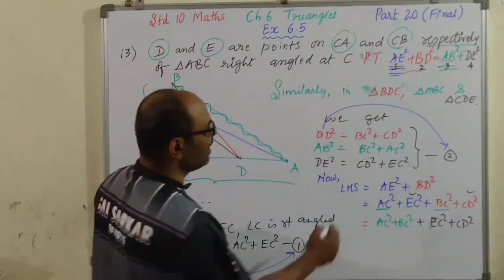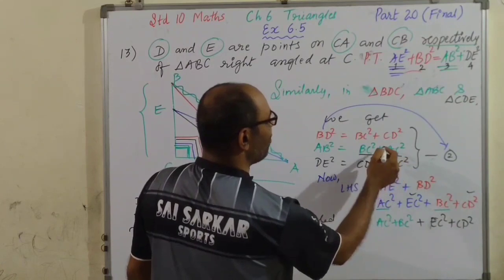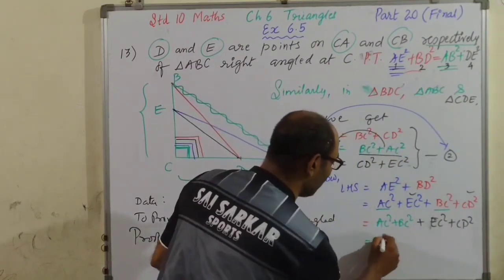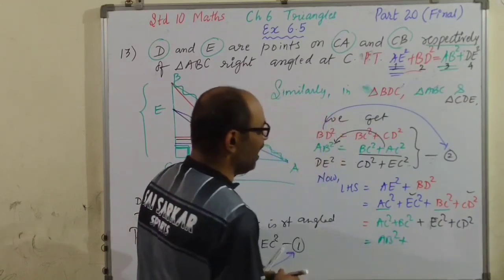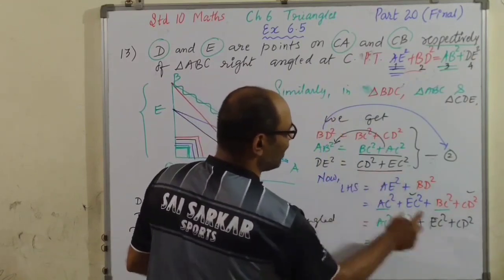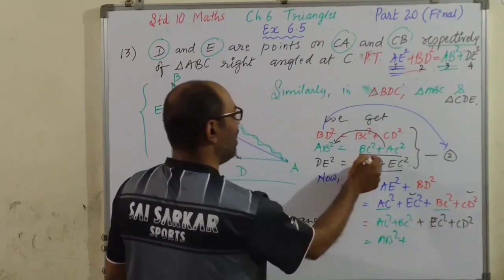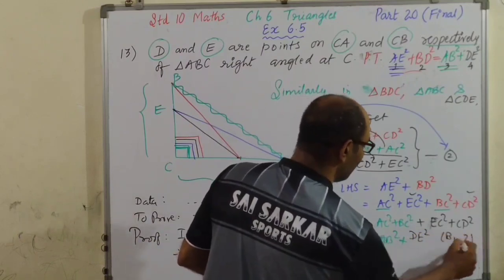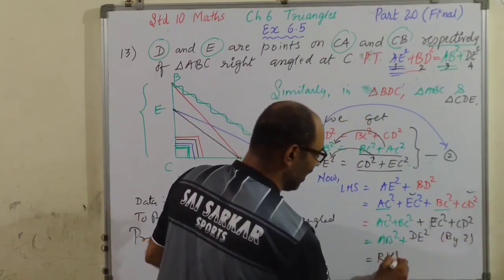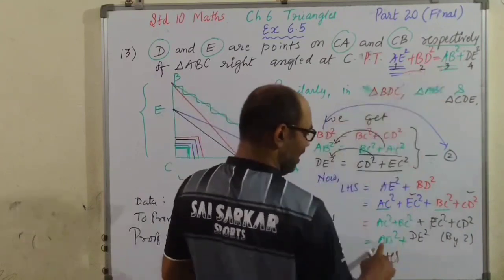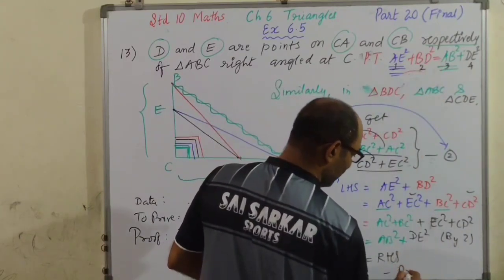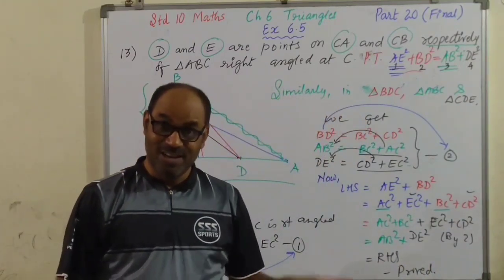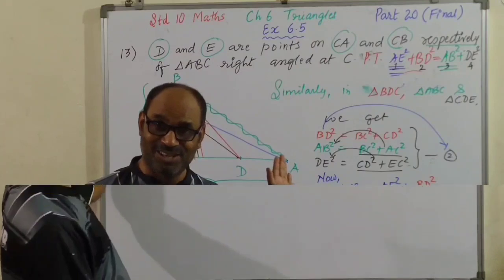Okay. Now look at result 2: BC square plus AC square is what? That is equal to AB square. And here, EC square plus CD square, that is what? DE square. This is by result 2, and that is equal to the right hand side. The right hand side is AB square plus DE square, and you can say proved. Clear to you? I hope you have understood. That's easy. You should understand.